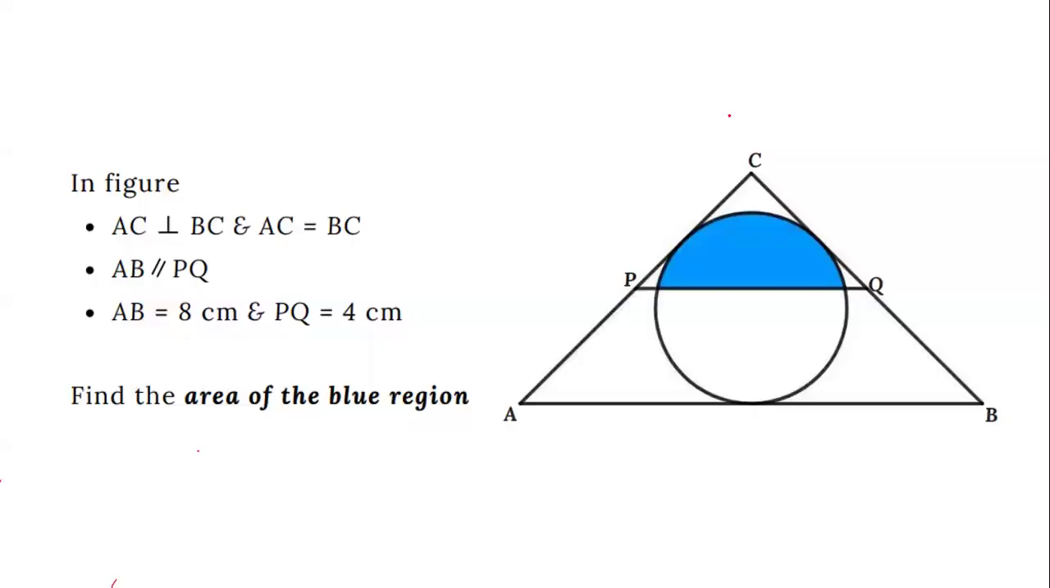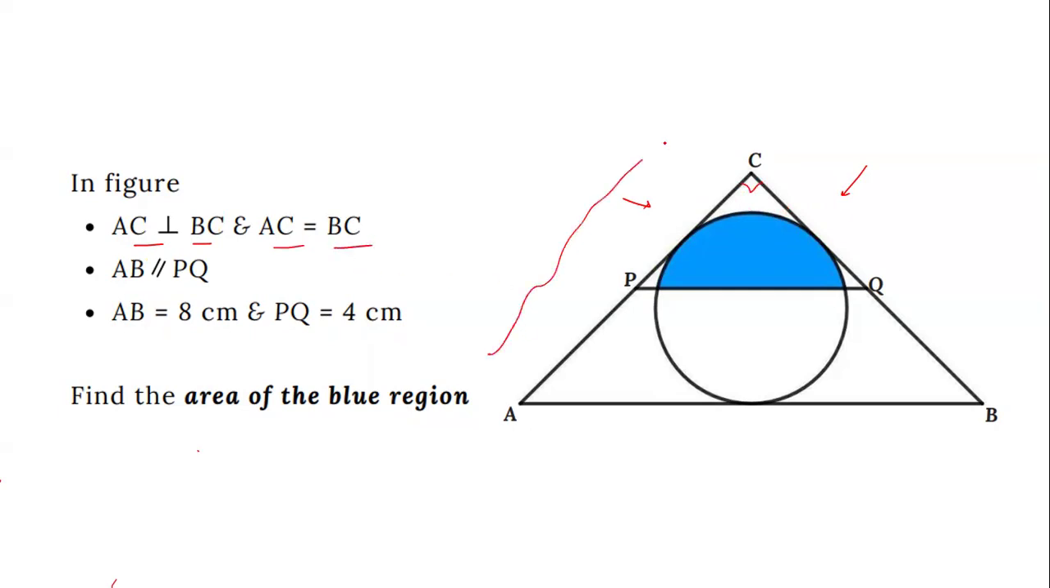So hello guys, in this video we are going to solve this problem. In this problem it is given that AC is perpendicular to BC. So this AC line is perpendicular to this BC line. So this is the 90-degree angle and AC is equal to BC.